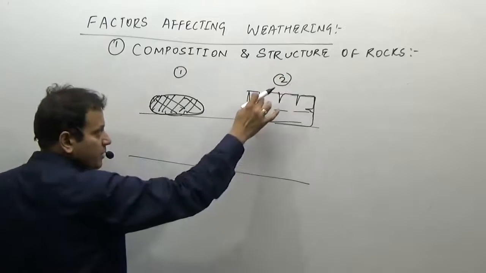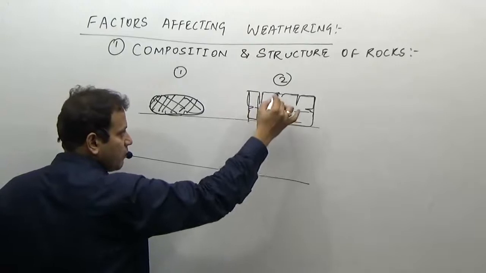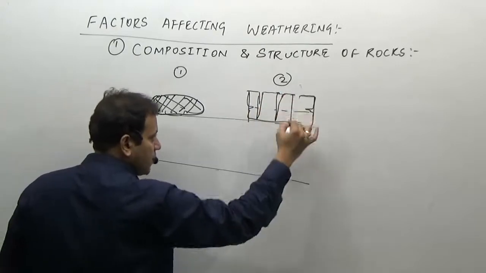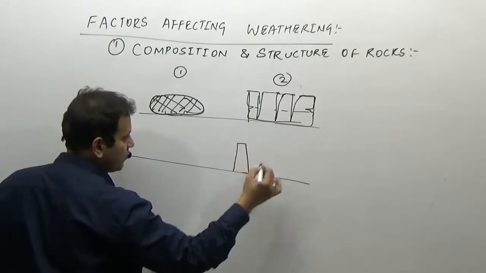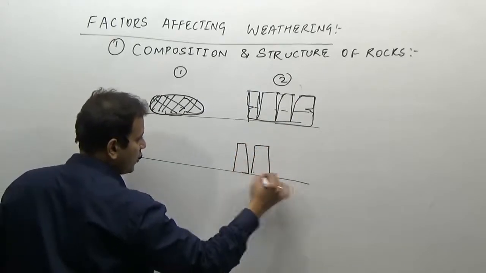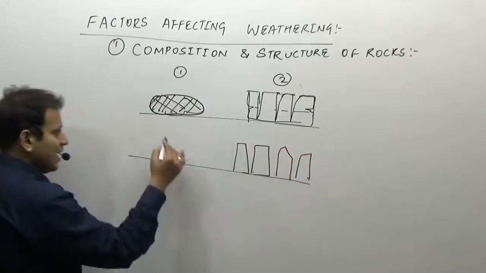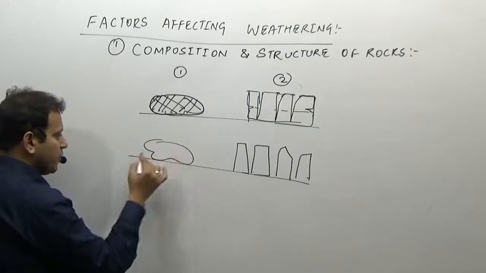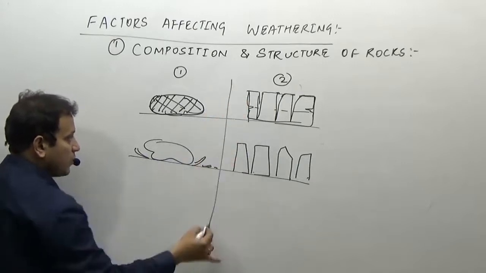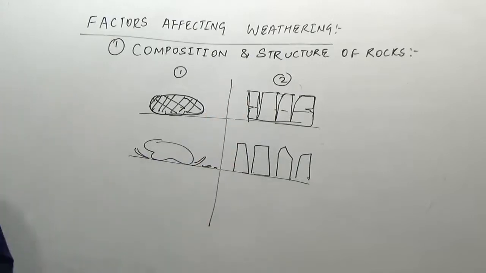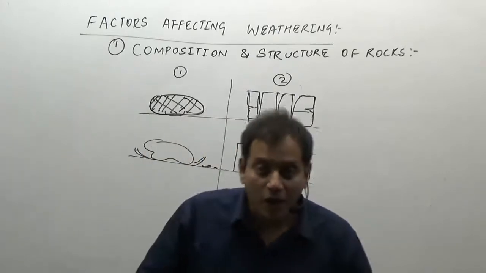Over a period of time, the joints in this rock will keep on expanding, and as a result the rock will be weathered away and broken down into big angular fragments. So we will get a new rock which will look somewhat like this, broken down into different types of fragments. On the other hand, not much will be affected in this rock, or even if it breaks down, it will break down in different shapes. So this is how the structure of the rocks is affected. Composition means what it is chemically made up of, and structure means how the rock is structured.